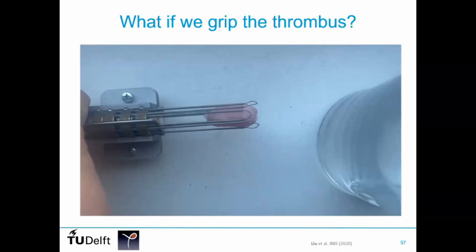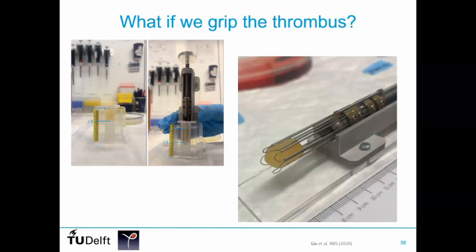So last week, actually, we did the final set of experiments. That's this here. So this is a silicon tube with properties that are comparable to an artery. This is a fibrin-rich thrombus, which we made in the lab. We stretched it a bit.